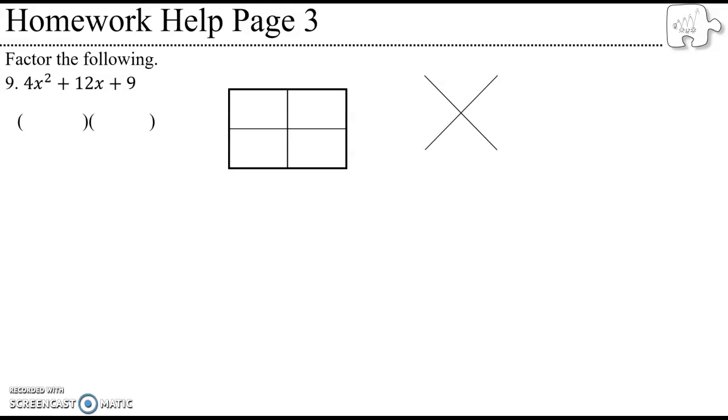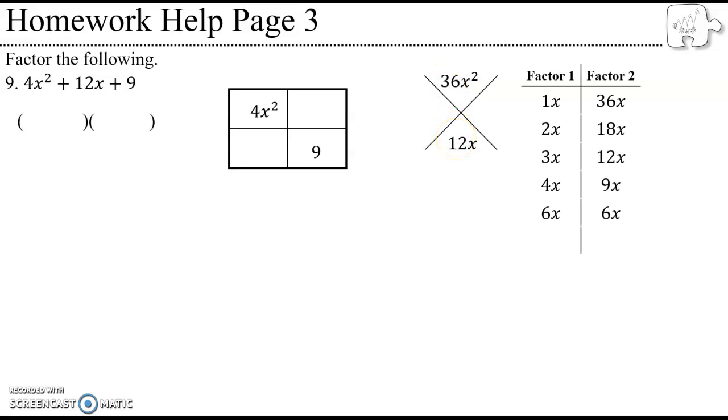All right, so the next one, like always, let's set up the problem. The first and the last go into the corners of the generic rectangle. Now we have to multiply 4 and 9 together to get 36x squared. The middle term goes in the bottom of the diamond. So now we're looking for numbers that multiply to 36x squared and add to 12x. It's positive, and it's positive, so we only have to think about positive numbers.